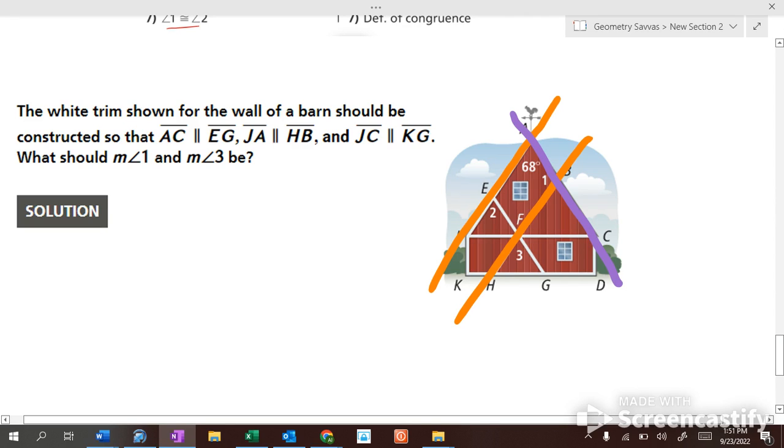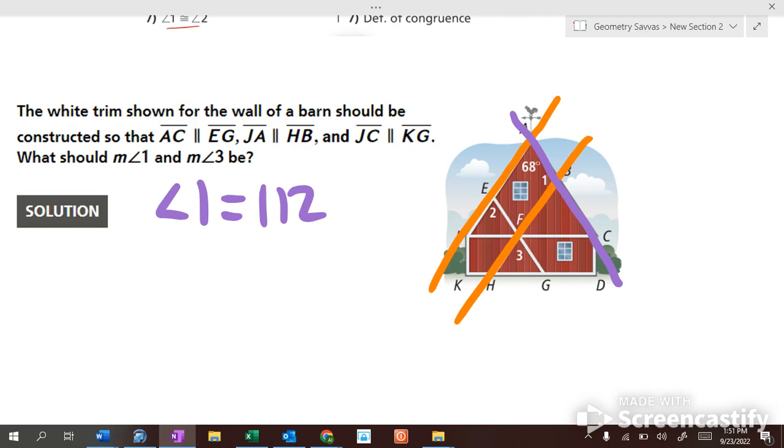Well, what types of angles are these two? If they're in between the parallel lines and they're both to the lower side of that transversal. Same side interior angles. As Tucker said, they're supplementary. So if they're supplementary, how big is angle 1? 112.